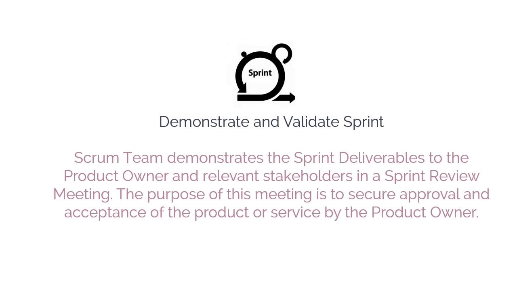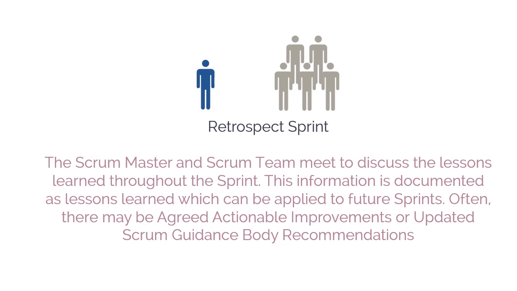Demonstrate and Validate Sprint is the second process followed. In this process, the Scrum Team demonstrates the Sprint deliverables to the Product Owner and relevant stakeholders in a Sprint Review Meeting. The purpose of this meeting is to secure approval and acceptance of the product or service by the Product Owner. The third process is Retrospect Sprint.